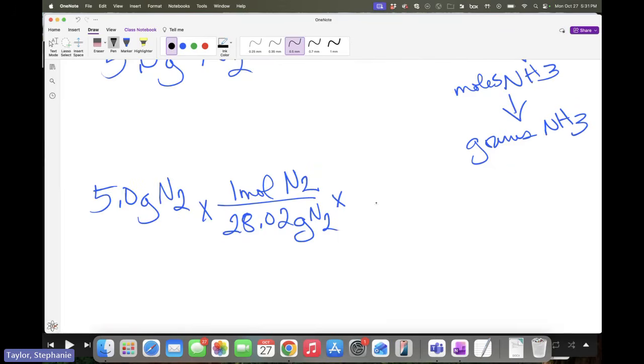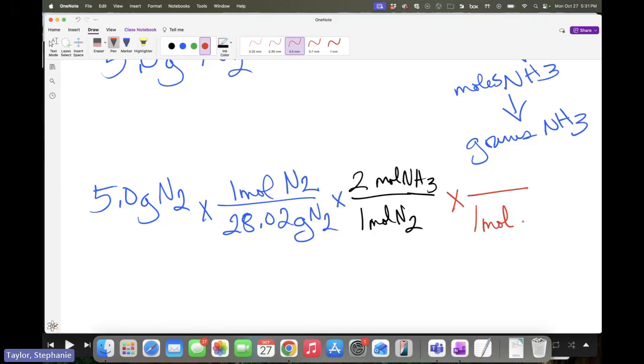So then I'm going to say that there is 1 mole of nitrogen, and you get 2 moles of ammonia. Then from here, now I have moles of ammonia. If this is where I stopped, I would have moles of ammonia. So that means I need to go to grams, because that's what the question asked me for. So in 1 mole of ammonia, I need to figure out how many grams of ammonia I would have.